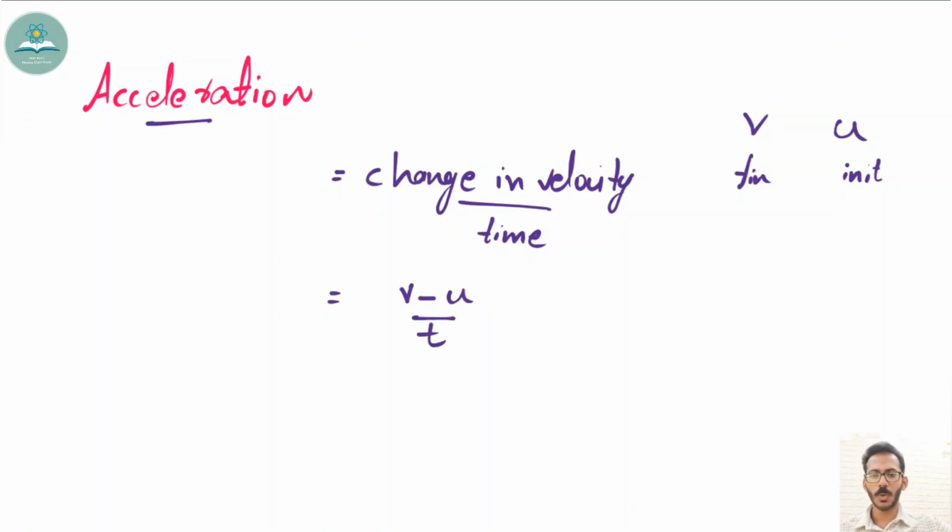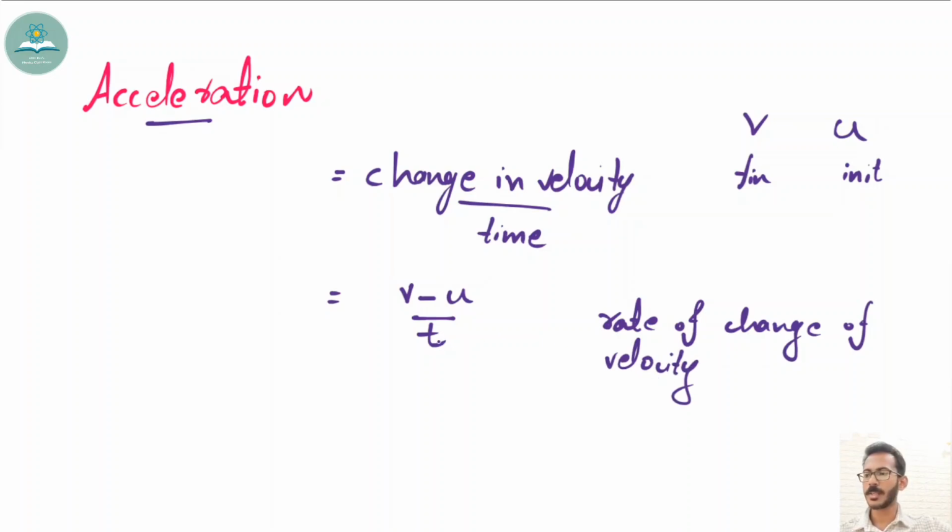This acceleration is also known as rate of change of velocity. The term is called rate of change of velocity. Here the term rate came from the term time, rate means time. Now change, here the minus sign stands for change. So acceleration is also called rate of change of velocity.